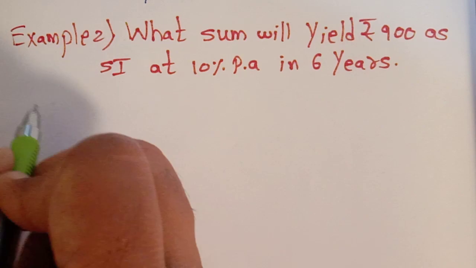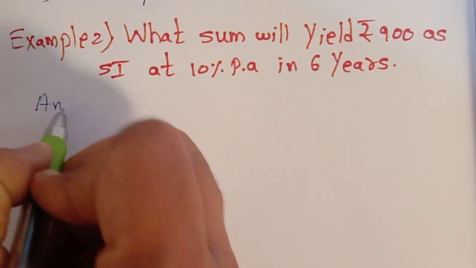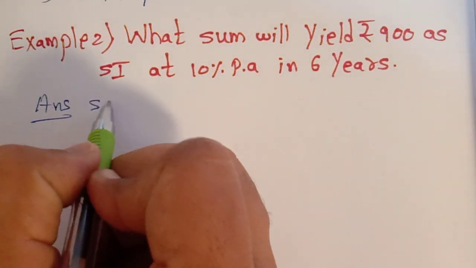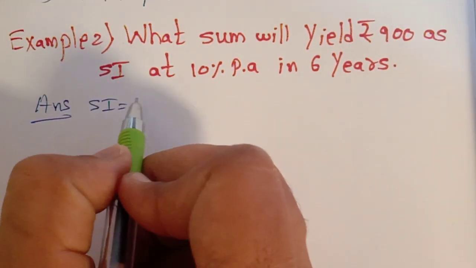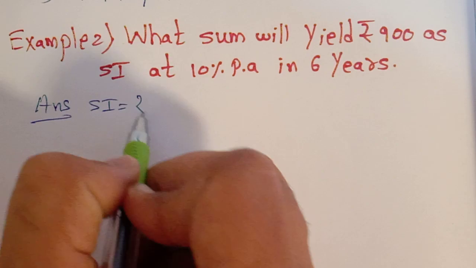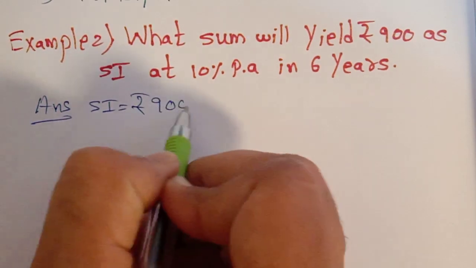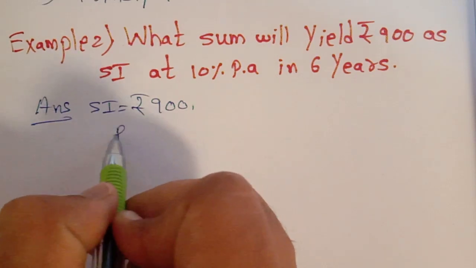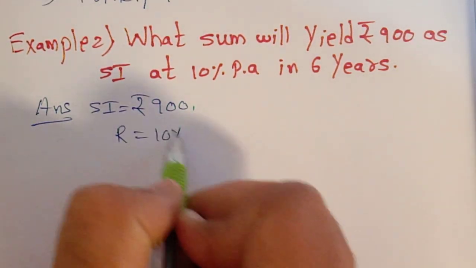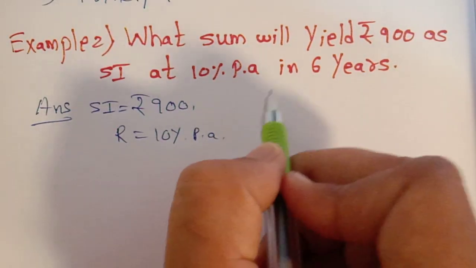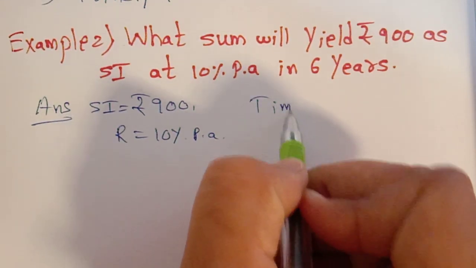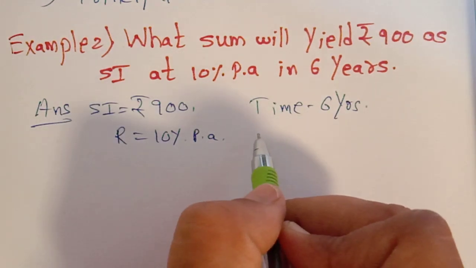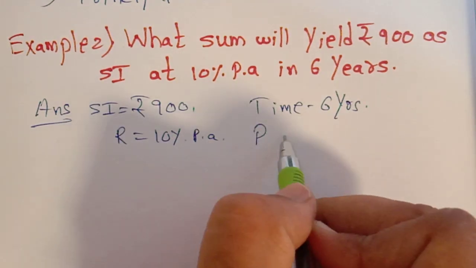So let's see what they have given. First, SI they have given, it's rupees 900, and the rate of interest they have given, it's 10% per annum. Time is given, it's 6 years. And what we have to find out? We have to find out the principal.